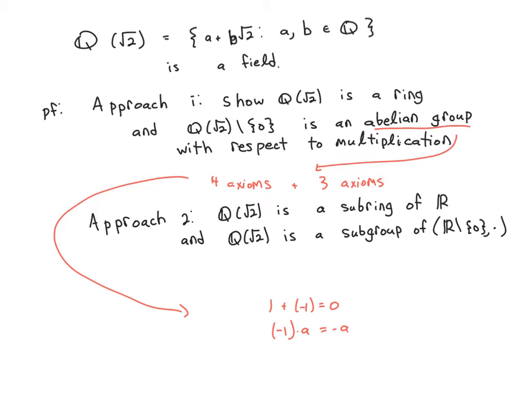Approach 2 is to show that Q adjoin the square root of 2 is a subring of R. And then Q adjoin the square root of 2 take away 0 is a subgroup of R take away 0.